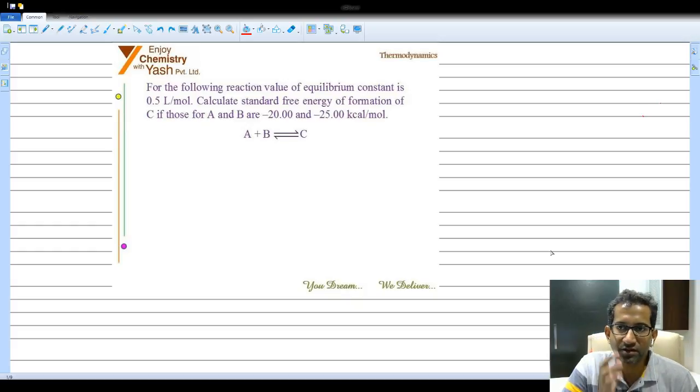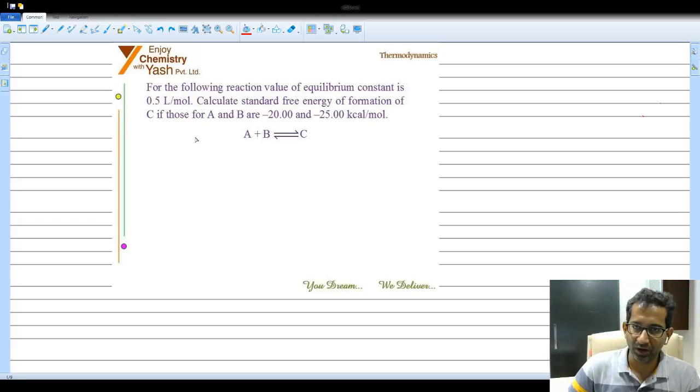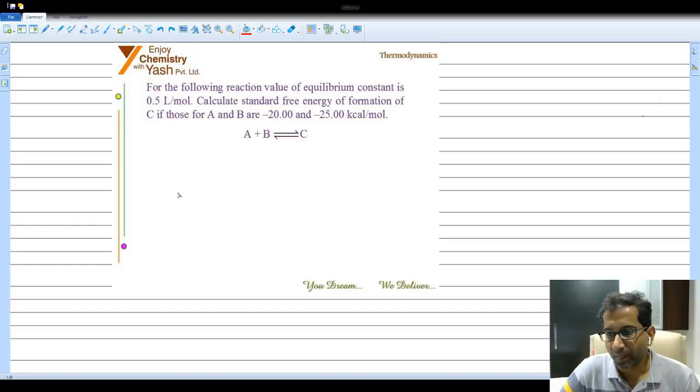For the following reaction, the value of the equilibrium constant is 0.5 liter per mole. Calculate the standard free energy of formation of C if those of A and B are minus 20.00 and minus 25.00 kilocalorie per mole. I hope you have noted down this question.